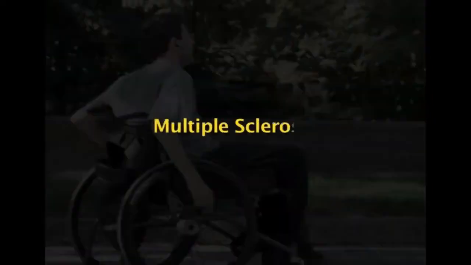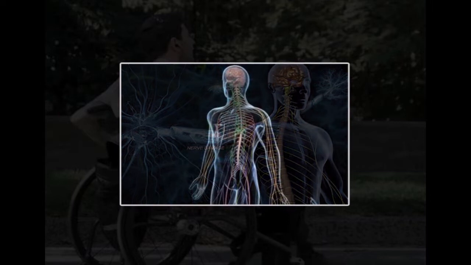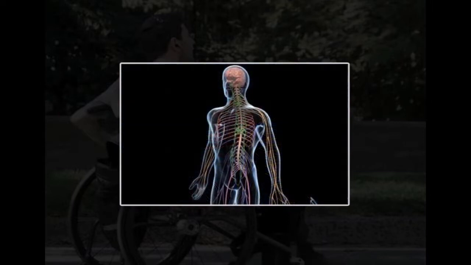Now let us see the second type, multiple sclerosis. It is one type of degenerative disease. Multiple sclerosis is an inflammatory disease of the central nervous system. Central nervous system means which includes the brain and the spinal cord. Predominantly, it can be called a disease of white matter tissue. This disability affects the motor movement.